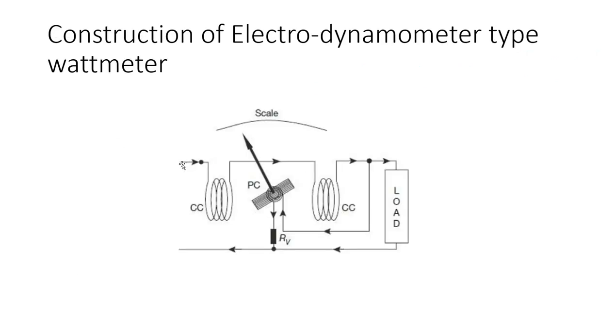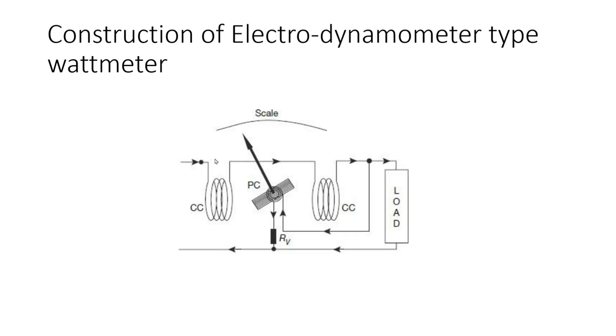We calculate the power in AC either by electrodynamometer type instruments or by calculating with AC meters. AC meters are known to us, so let's talk about the electrodynamometer.